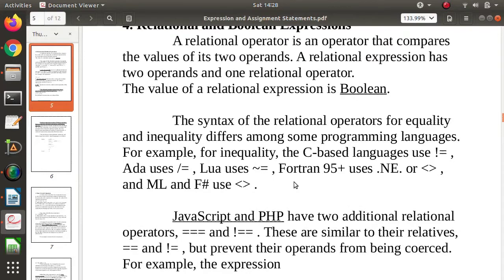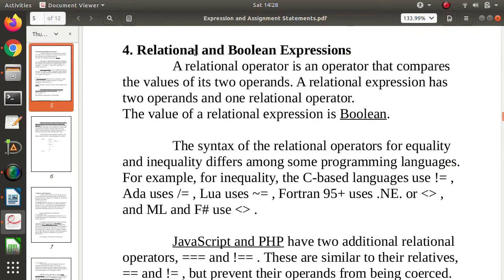Now see, some examples from programming languages. See, for not equal to. In C-based languages, C-based languages means C, C++, Objective C, those C-based languages, the not equal to symbol is like this. So this is the relational expression. We are talking about the relational expressions, comparison expressions. Here you can see not equal to is used in C language. So symbol for this is this.